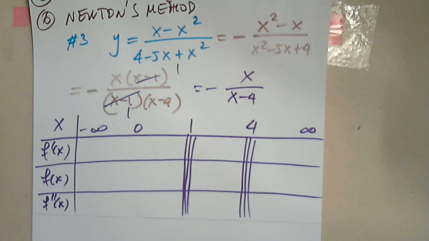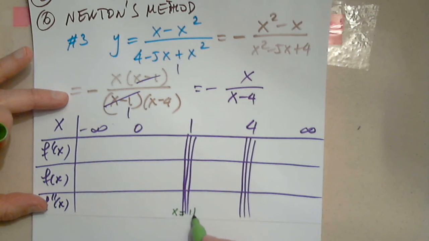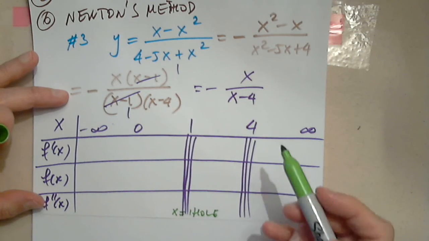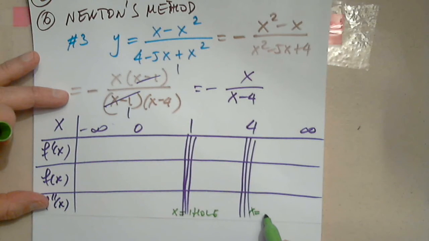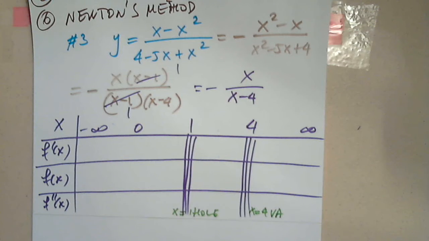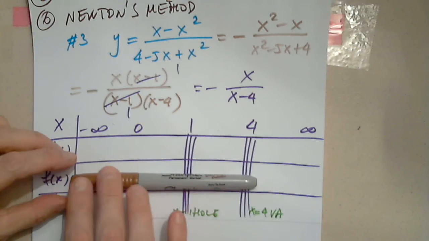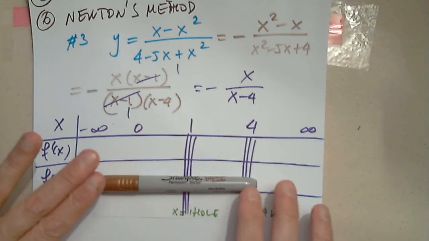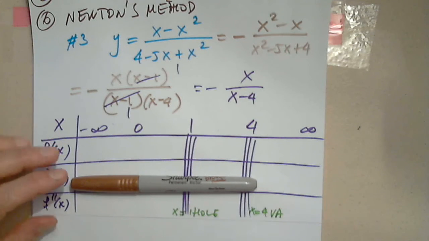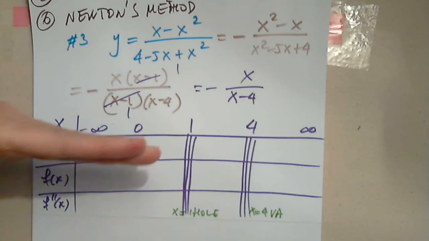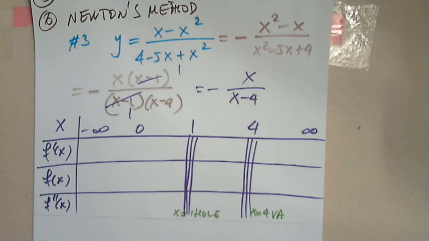The factor that disappeared must be a hole in the graph. So x equals 1, a hole. The factor that stays must be a vertical asymptote. At this point, I'm trying to exhaust the function. I'm trying to find everything about the function that I can possibly determine, and then move on to the first derivative and second derivative.